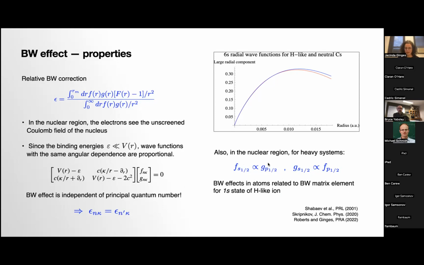Essentially, what this means, when you bring it back to this Bohr-Weisskopf effect, is that any Bohr-Weisskopf effect in an atom can then be related to the Bohr-Weisskopf matrix element for a 1s state of a hydrogen-like ion. Okay, that's the crux of this story. Generally, people had thought that you need to evaluate this in some rather sophisticated way, have a nuclear model and do these calculations. But in fact, everything can just come back to the 1s state of a hydrogen-like ion.